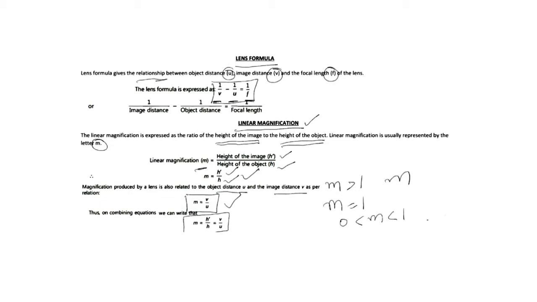Clear? I am repeating again. If the magnification is greater than 1, then you will obtain a magnified image. If magnification is equal to 1, then the size of image and the size of object is the same. If it lies between 0 and 1, then you have a diminished image.